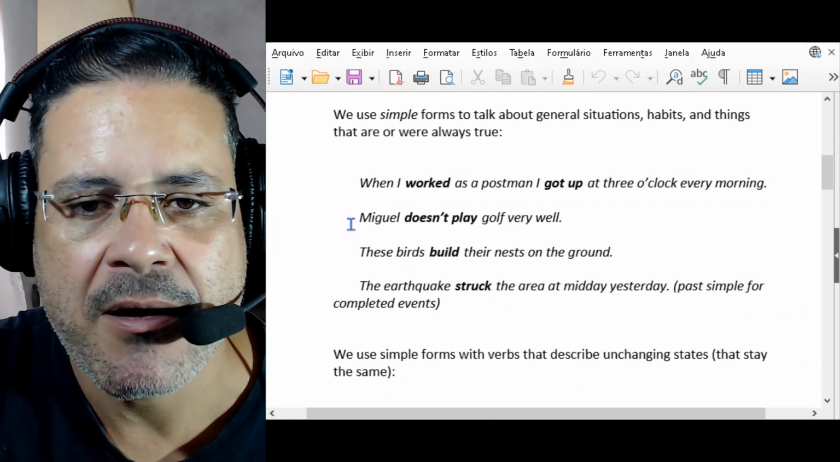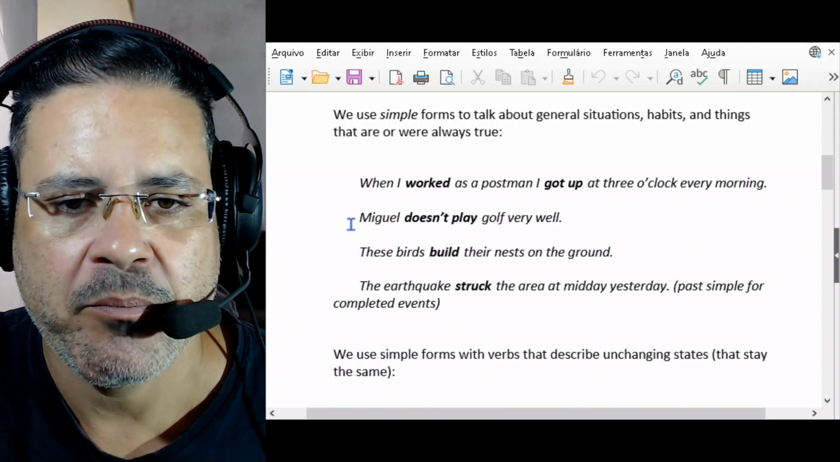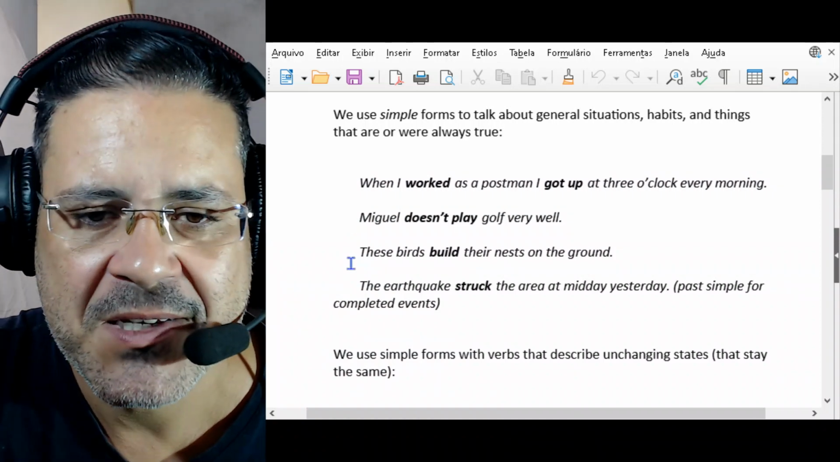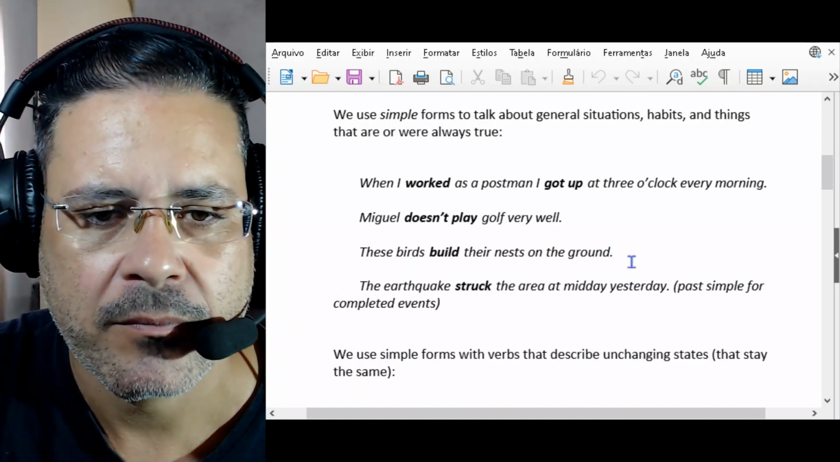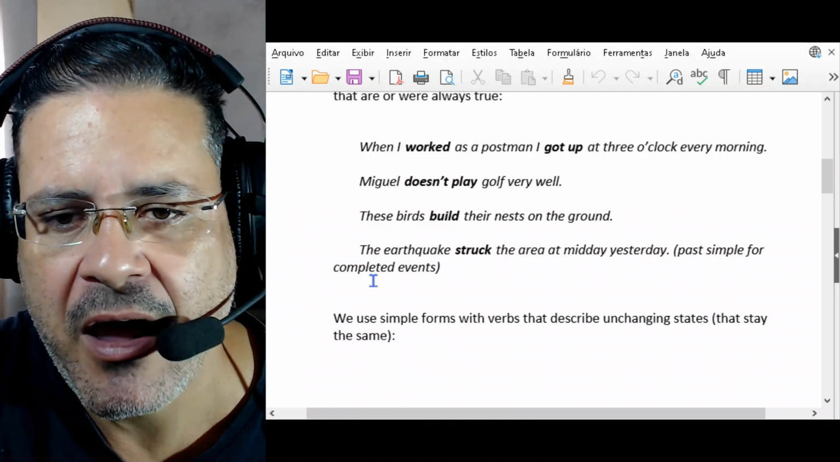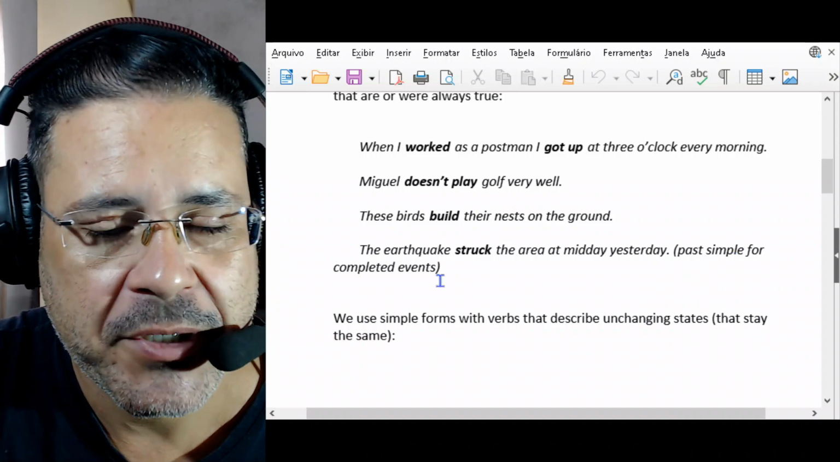Miguel doesn't play golf very well. Things that are or were always true. Another example. These birds build their nests on the ground. The earthquake struck the area at midday yesterday. Past simple for completed events.